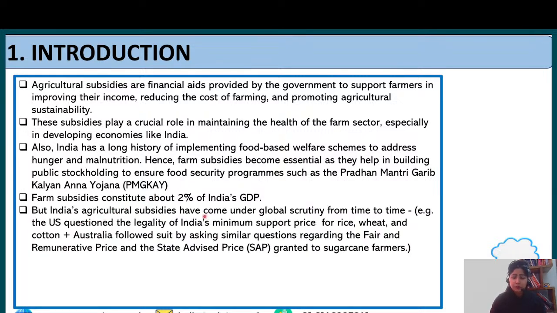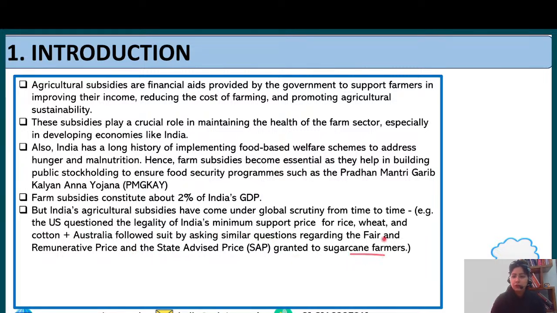Okay, so now here we'll briefly highlight the issue so that we can introduce body part 1, that is, what are the issues being raised at WTO. But India's agricultural subsidies have come under global scrutiny from time to time, and here in the bracket I've given two examples. The first example is of the USA, which questioned the legality of India's minimum support price, MSP, for rice, wheat and cotton. It said that India is breaching the limits, that MSP is a trade distorting measure. Also, Australia filed a suit against India at WTO by raising similar questions, not for rice, wheat and cotton, but for sugarcane.